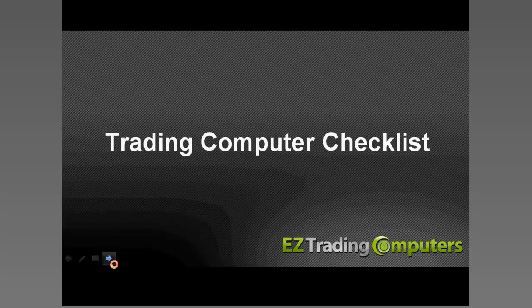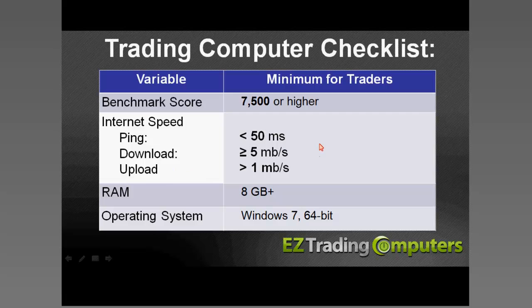So let's put up the checklist real fast. As I said already, minimum benchmark score of 7,500, ping less than 75 or less than 50 milliseconds. The lower the number, the better. Download greater than 5 megabits per second. Upload greater than 1 megabit per second.